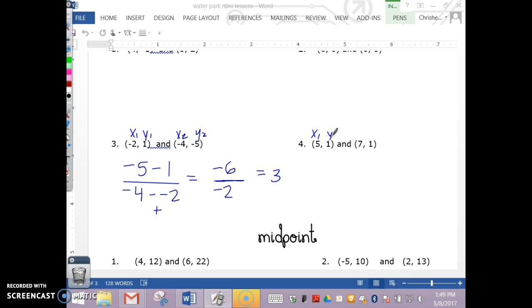Okay, last one, x1, y1, x2, y2, change in y over change in x. This is 0 over 2, which would be a 0 slope. If we think about what these would look like, 5, 1, 7, 1, they're in line with each other horizontally with a slope of 0.